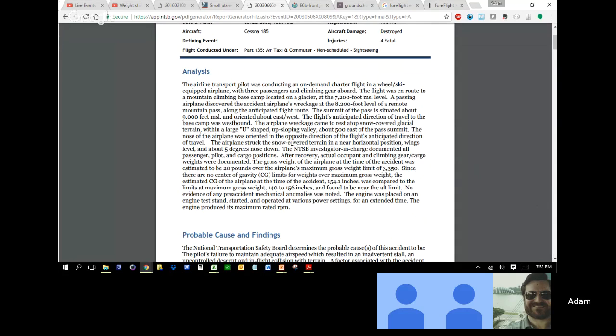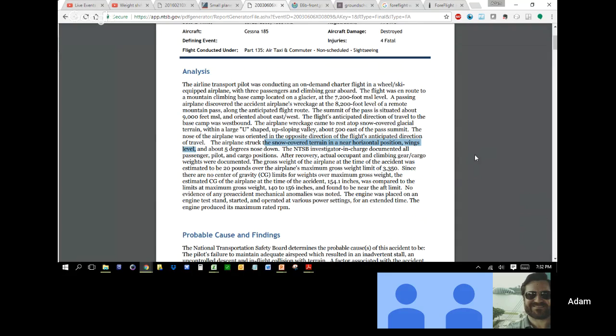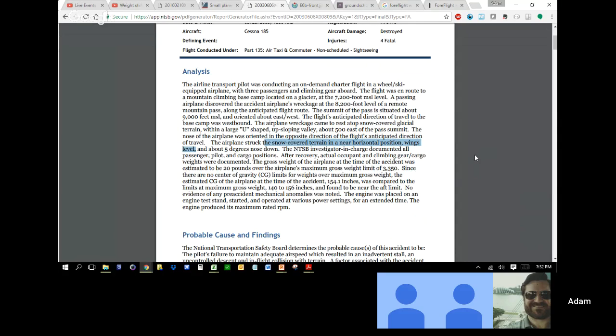They've got an observation that the airplane struck the snow-covered terrain in a near horizontal position, wings level. So the aircraft likely entered a flat spin. And the nose was pointed in the opposite direction of the expected direction of travel. That's it. So it probably rotated, right? Rotated about the vertical axis. Yeah.